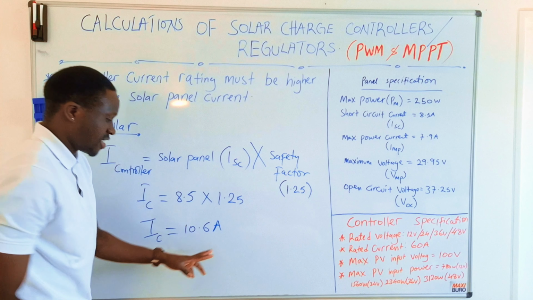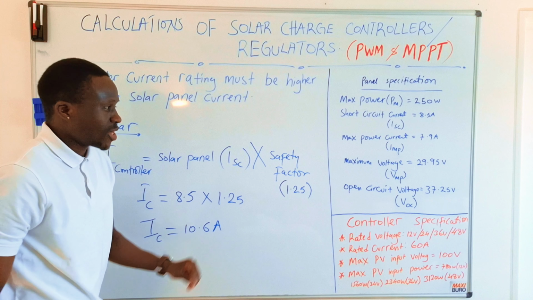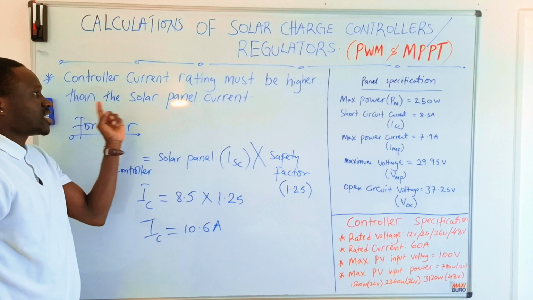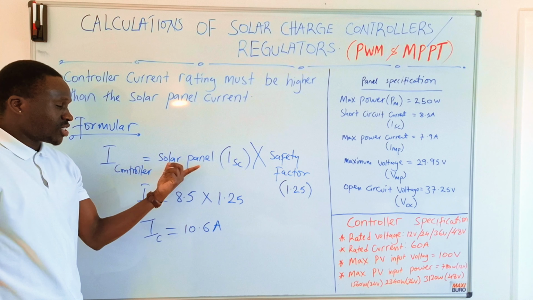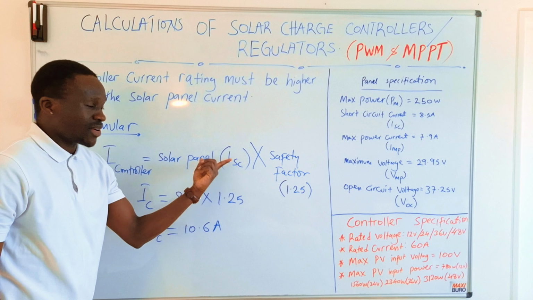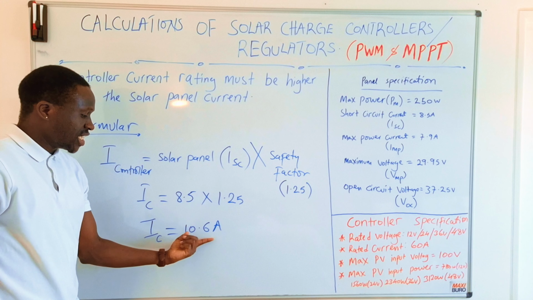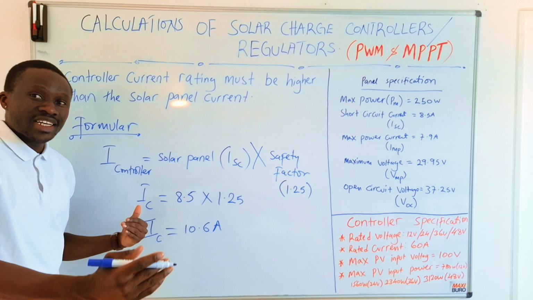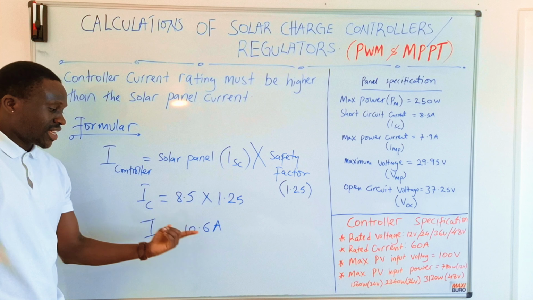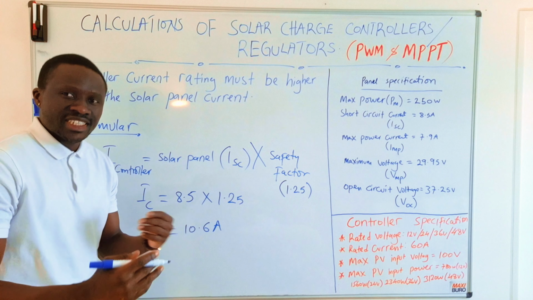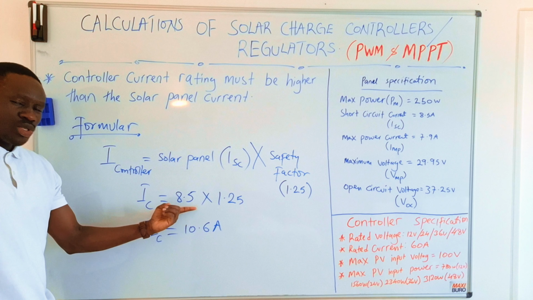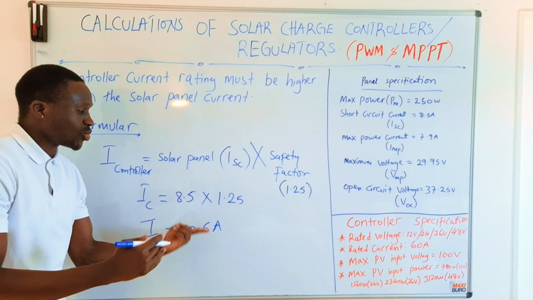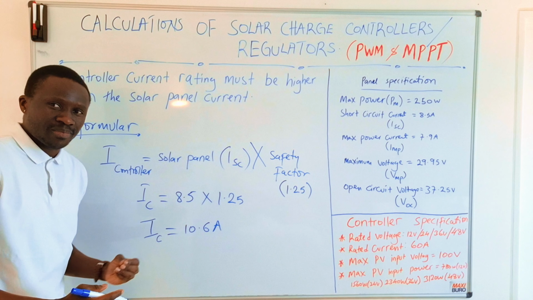This is in amps. This is our controller which you are going to get, which we'll use because, as we said, the controller current rating must be higher than the solar panel current. Remember, for the solar panel we used the short circuit current. Now we have got 10, and the short circuit current was 8. It means it is more than the panel current. This is the panel current. This is the controller you're going to use.